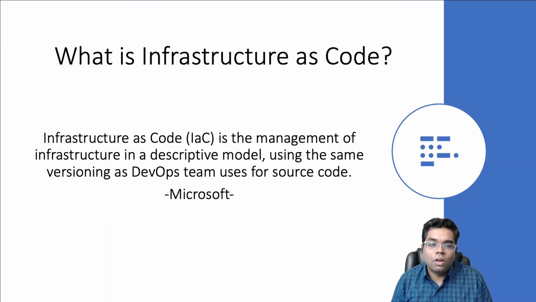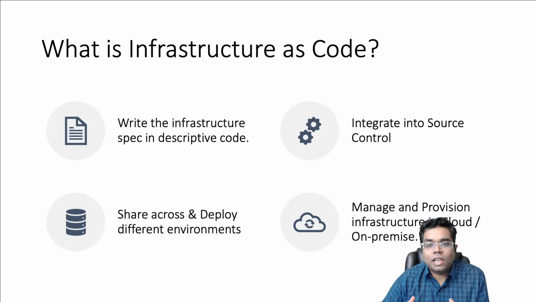Infrastructure as code. What is infrastructure as code? The description goes like this. It's a management of infrastructure in a descriptive model using the same versioning as DevOps team uses for source code. What does that mean? We can write the entire infrastructure specification in the descriptive code. It may include your VMs, your networking settings, your load balancer settings, and whatever the infrastructure that's required for your application to be up and running.